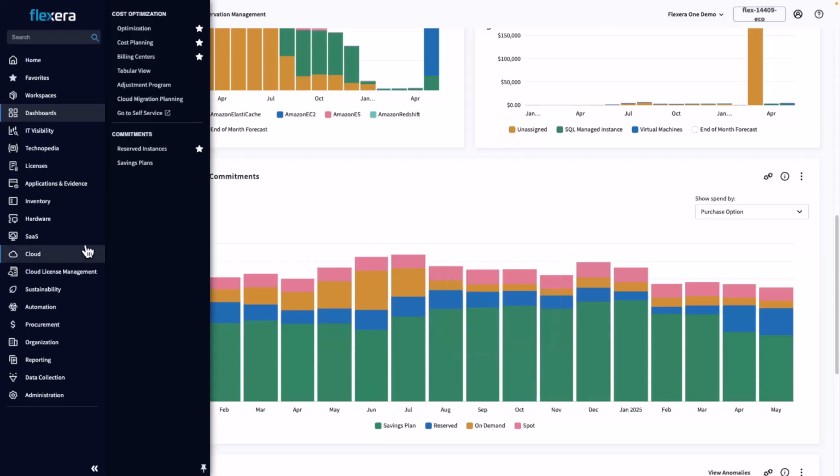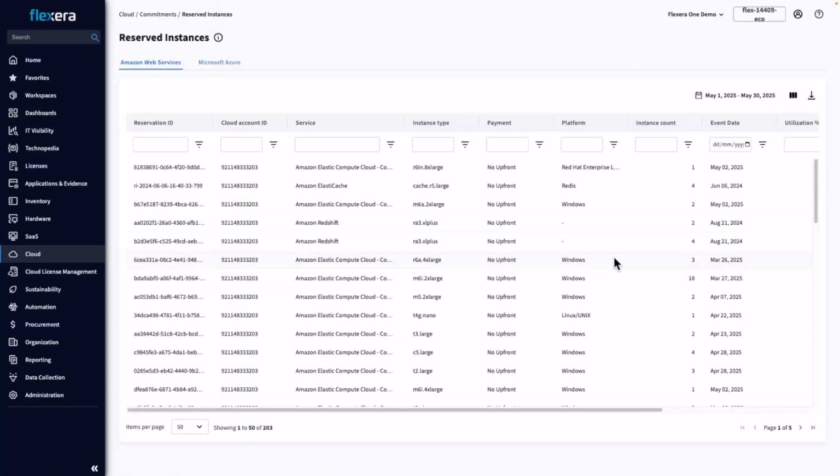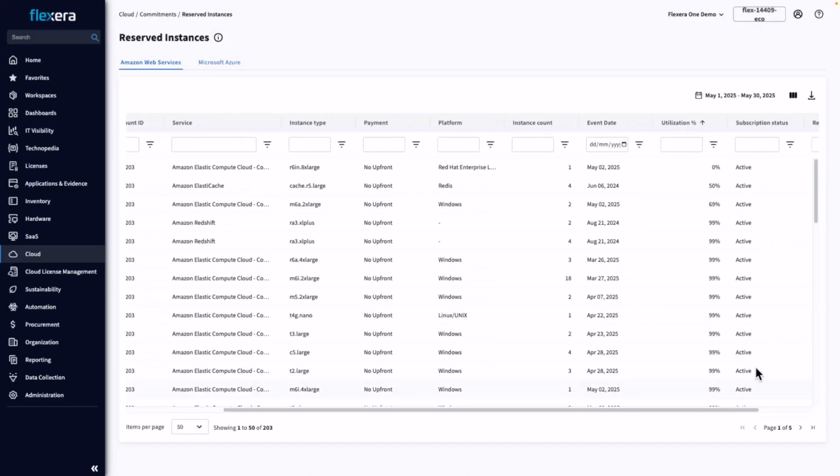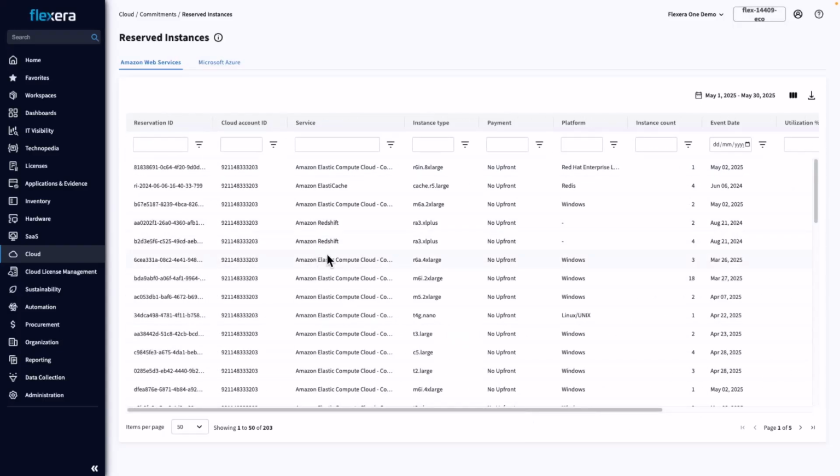Now, commitments are very important in Flexera One. Here we have dedicated pages specifically for reservations and savings plans. A lot of information is contained here, including this utilization rate, right? Understanding whether I'm underutilizing any of these existing commitments that I made.